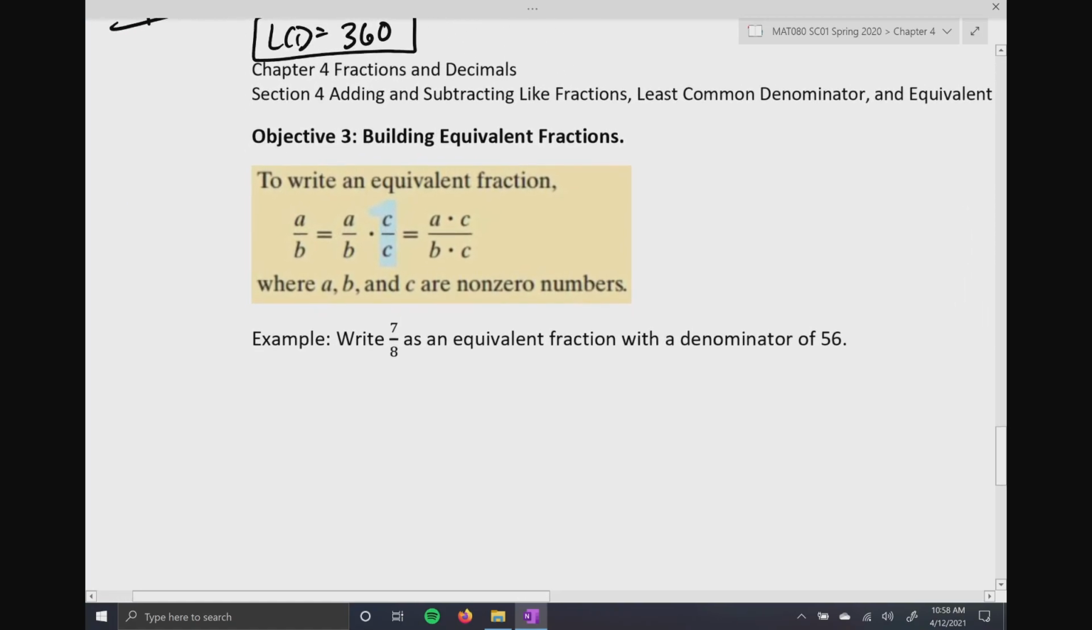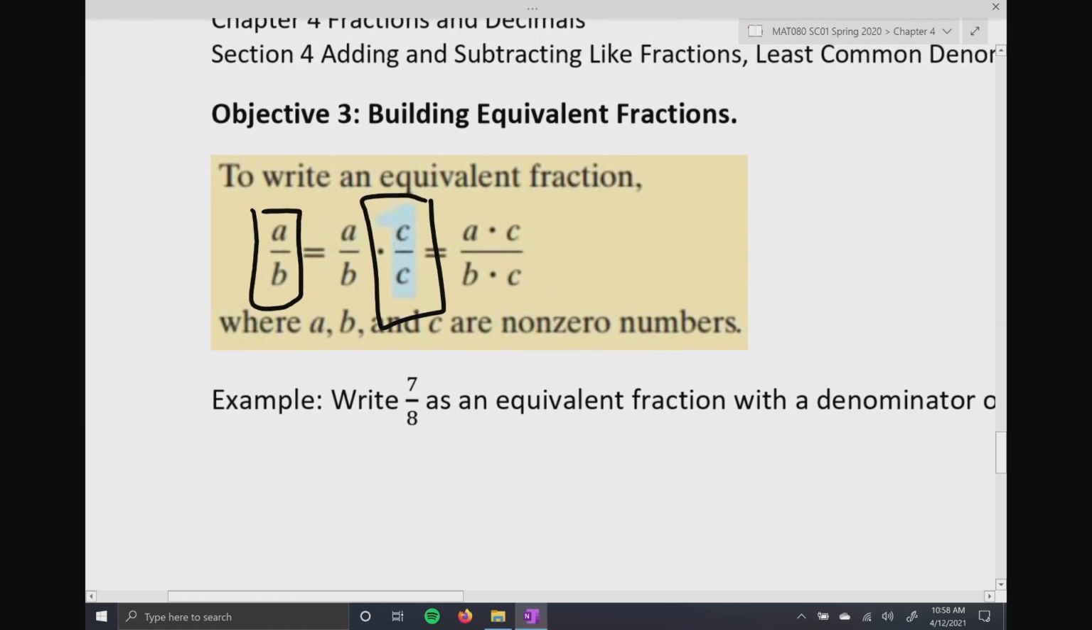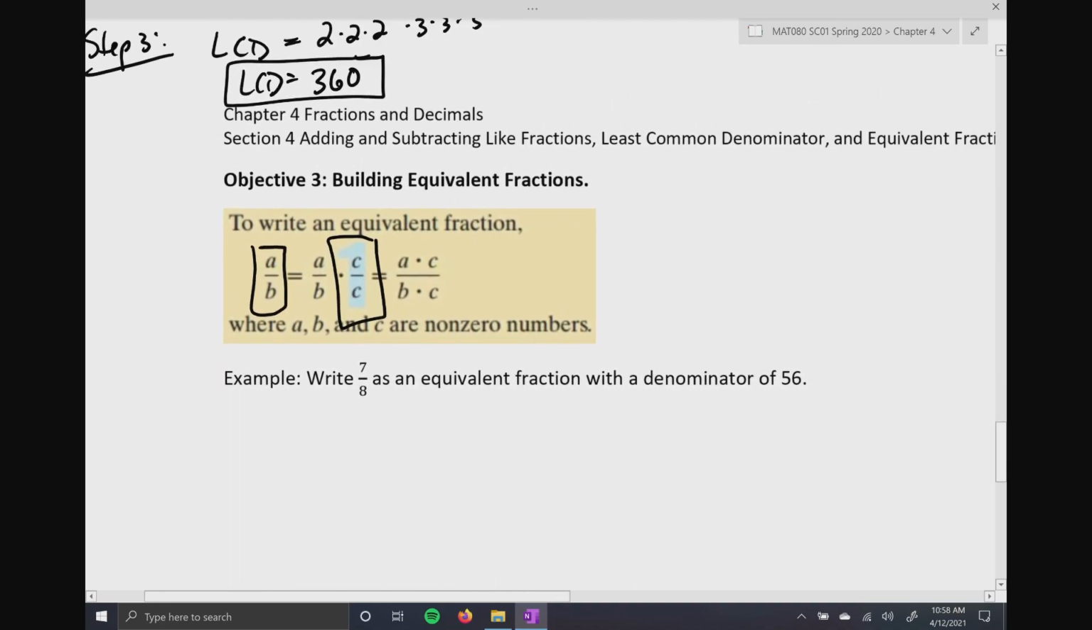The last objective is building equivalent fractions. So if you want to read this over, go for it. But the idea behind this is you're taking a fraction and you're multiplying it by the number 1. It's kind of hard to see. Maybe if you look on your screen. But the key is what we're really trying to do here is rewrite a fraction so that we can add it to another fraction.